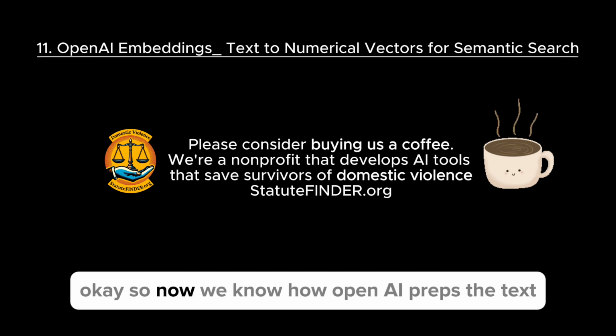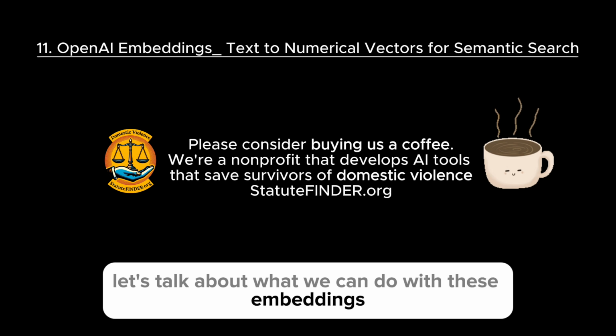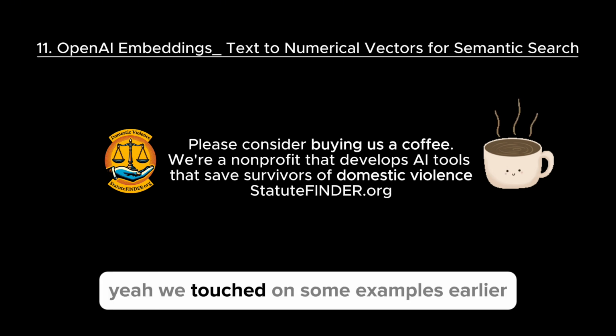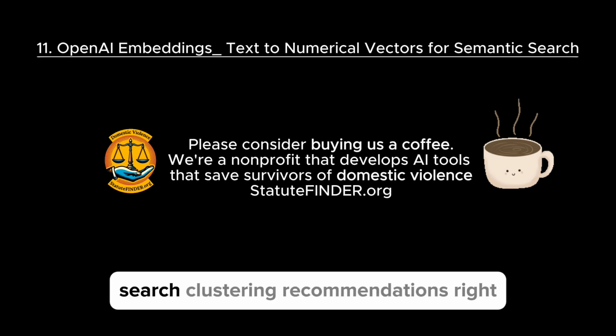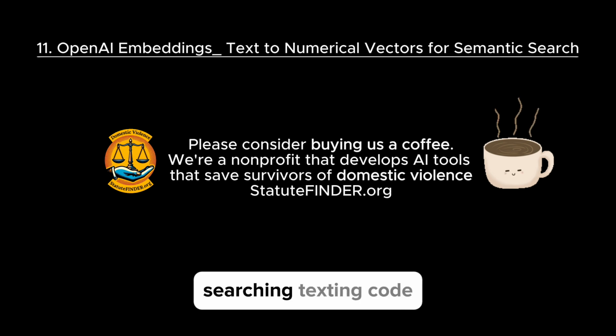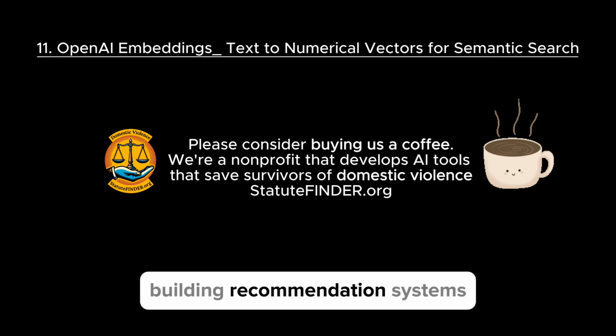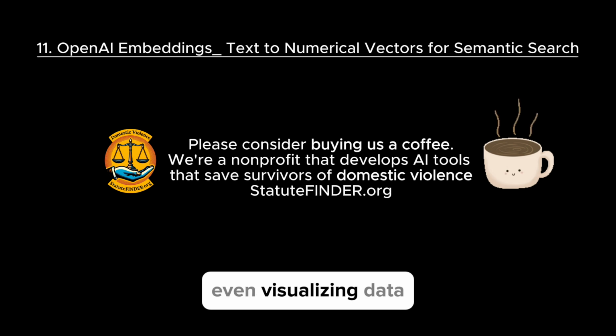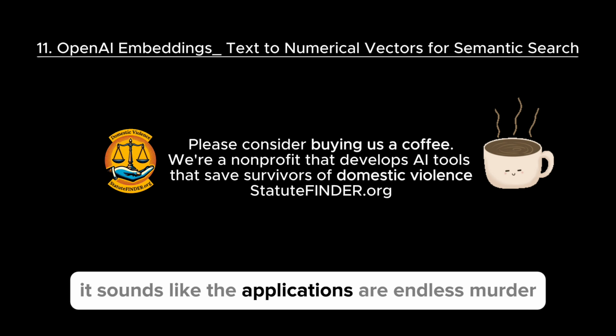Definitely. Okay, so now we know how OpenAI preps the text. Let's talk about what we can do with these embeddings. Now we're getting to the fun stuff. We touched on some examples earlier. Search, clustering, recommendations. So many possibilities. The document talks about question answering, searching text and code, building recommendation systems, even visualizing data. It sounds like the applications are endless.